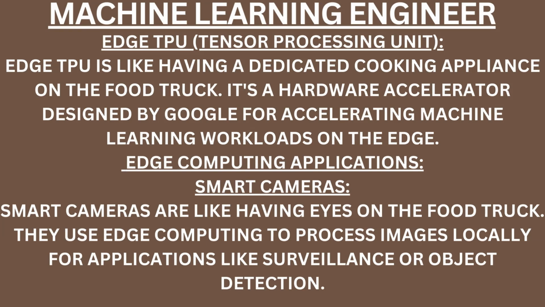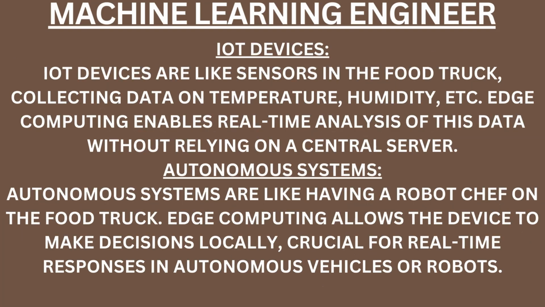Edge computing applications, smart cameras. Smart cameras are like having eyes on the food truck. They use edge computing to process images locally for applications like surveillance or object detection. IoT devices. IoT devices are like sensors in the food truck collecting data on temperature, humidity, etc. Edge computing enables real-time analysis of this data without relying on a central server.